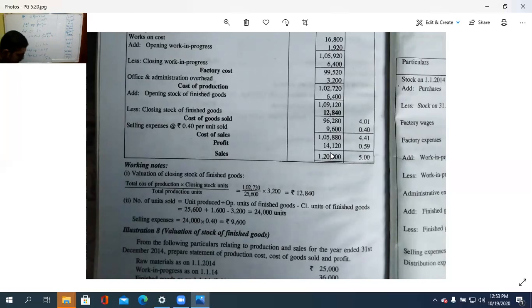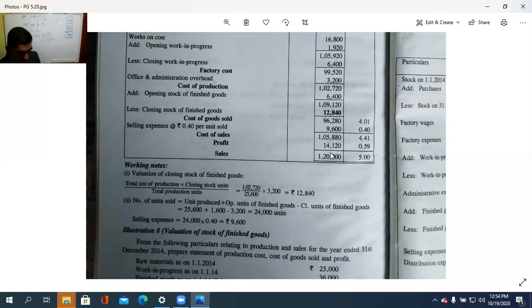So that 9,600 is to be added, and we will get the selling and distribution overhead. Then finally, COS or total cost: 96,280 plus 9,600 is 105,880, divided by total units, 24,000.